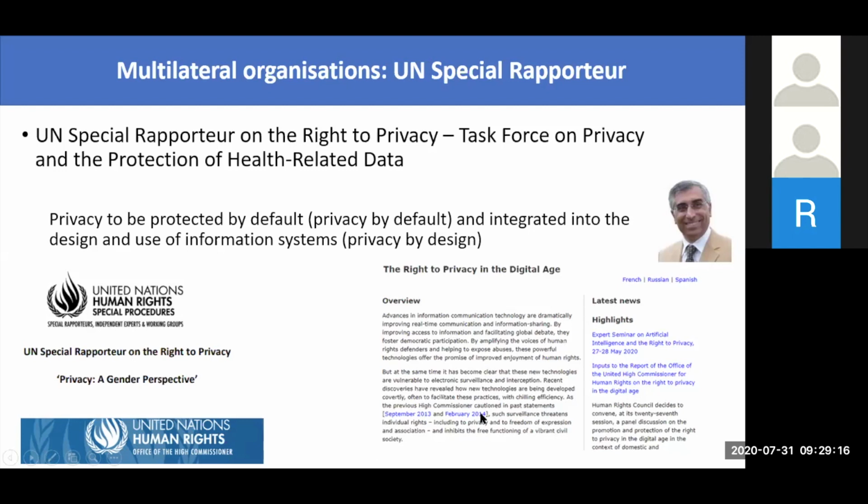But the take-home message really is that privacy needs to be protected by default and to be integrated in the design and use of these AI or information systems. So it's privacy by default and privacy by design. That's really speaking to integrating the notion of what could go wrong and how people's privacy can be impeded on, and making sure we have mechanisms to prevent that and protect that from happening.